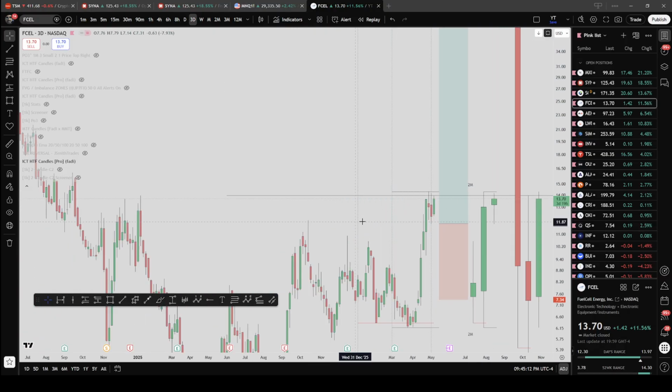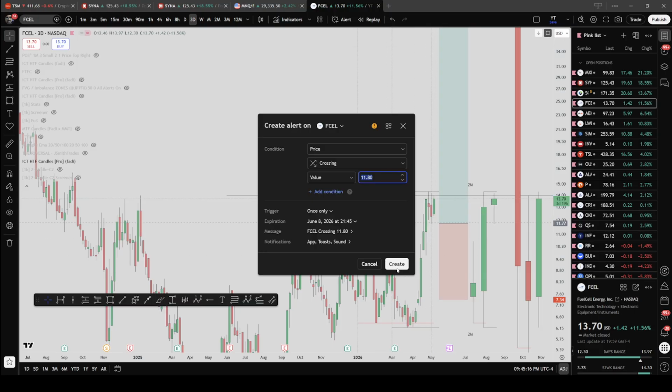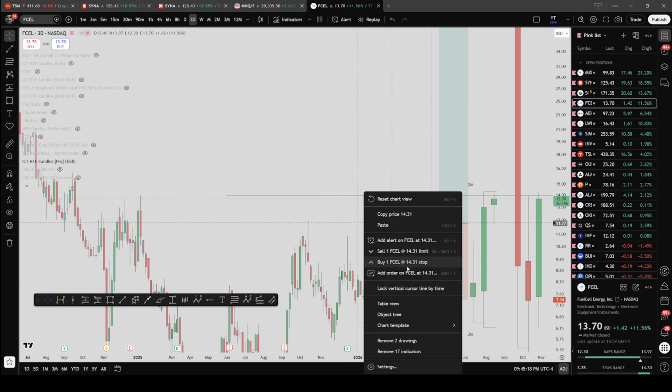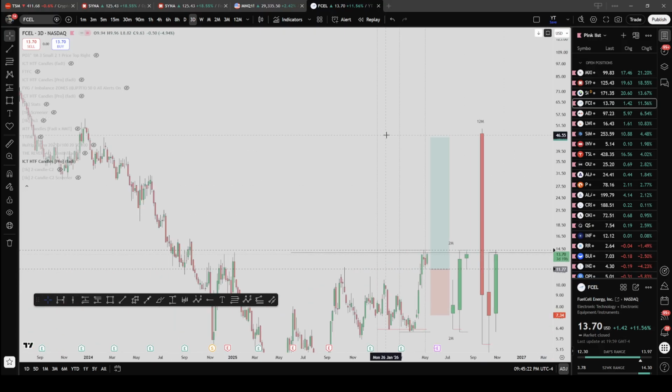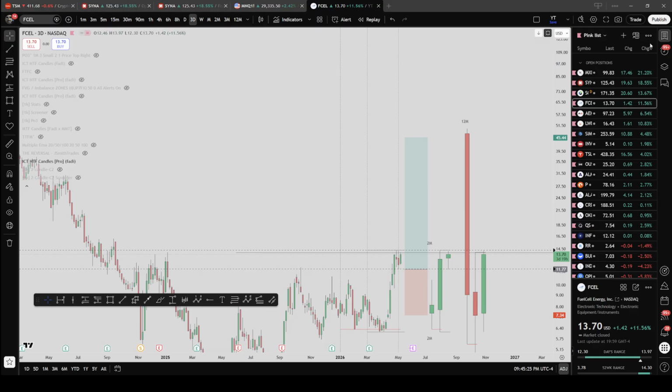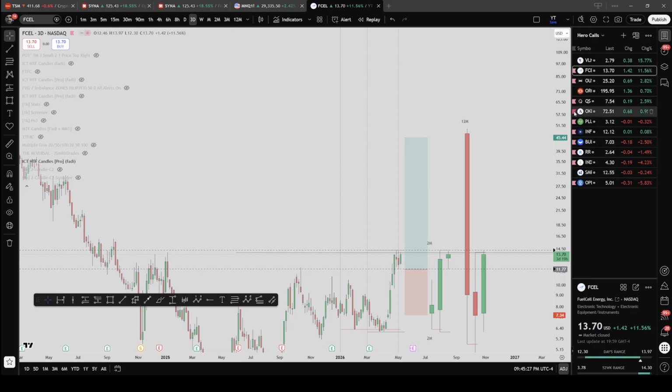Actually, now looking at it, I don't think it's possible, but I was looking for lower. I'm gonna put an alert here just in case, just so I don't miss it. So that's fuel cell. Pretty good RR if we get entry. What's another one? Let me look at my hero calls.